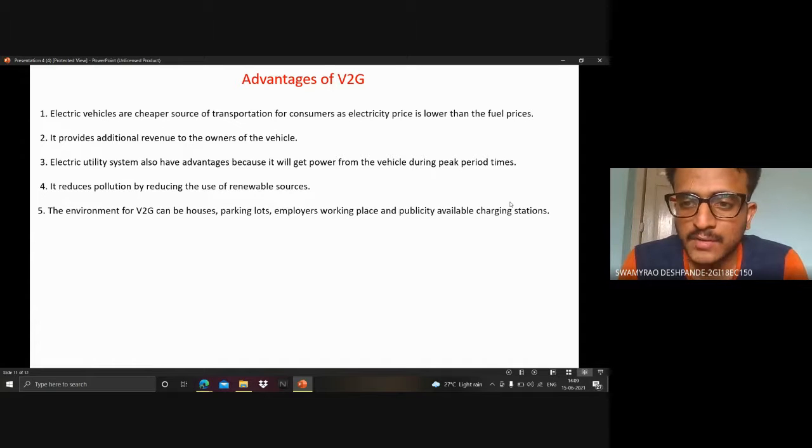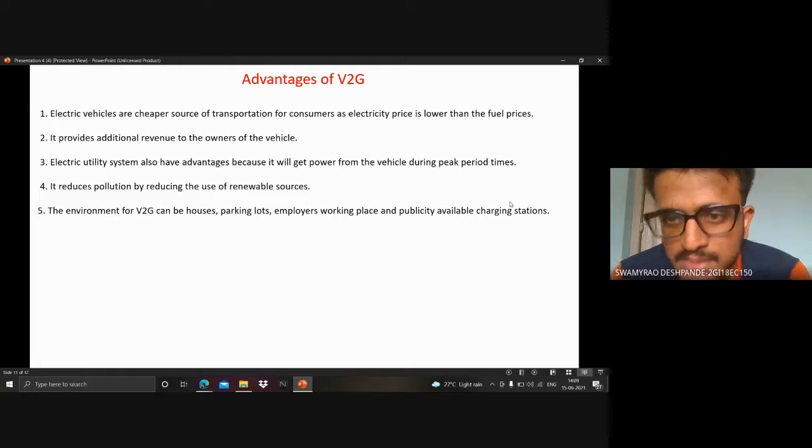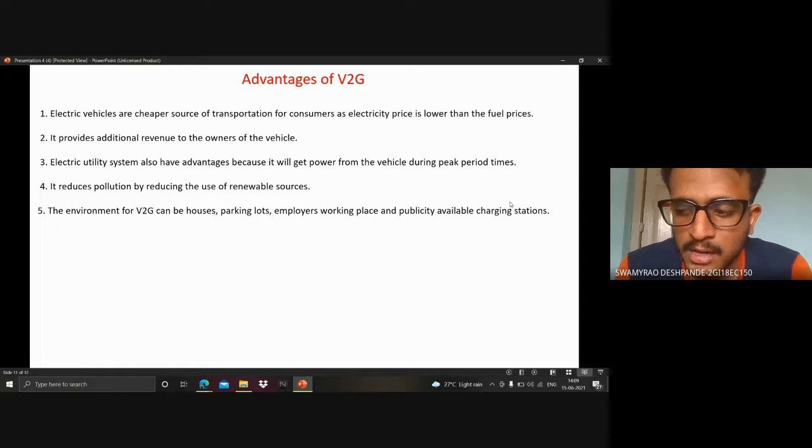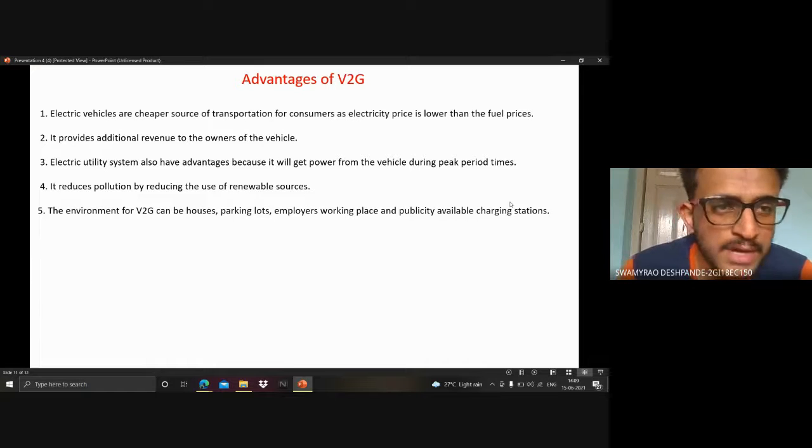The final advantage is the environmental advantage. By using these PHEV batteries, we can reduce environmental pollution, and as we use clean electricity as our transportation fuel in this system, we can avoid the emission of greenhouse gases also. It also provides additional revenue to the owners of the vehicles. So that's all about the advantages of V2G. Take us to the next slide.